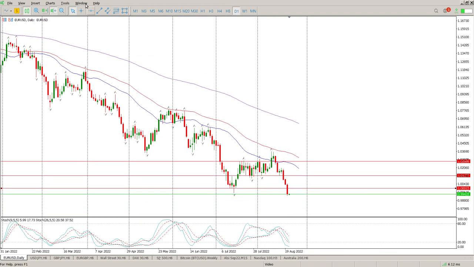But that 1 is really a big psychological number between Euro and USD. So basically, 1 Euro is equal to 1 USD. So for me, trend is down. We're looking to come up and sell off resistance. And the closest resistance is here at 1.01277.